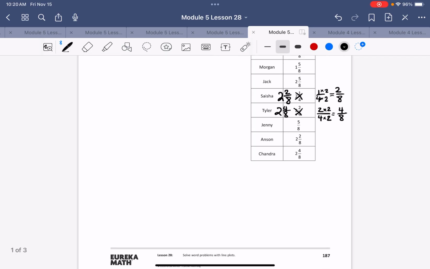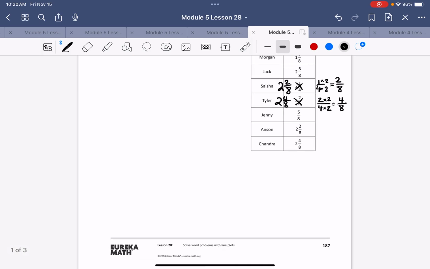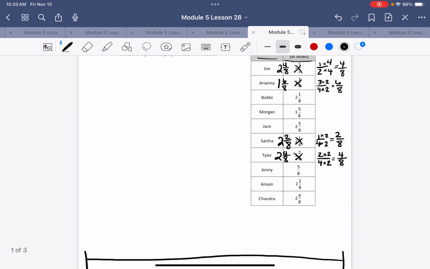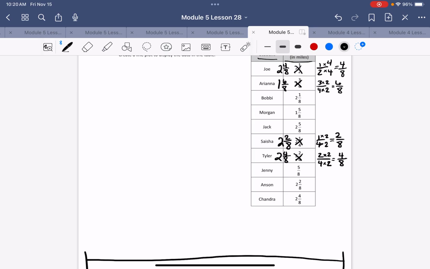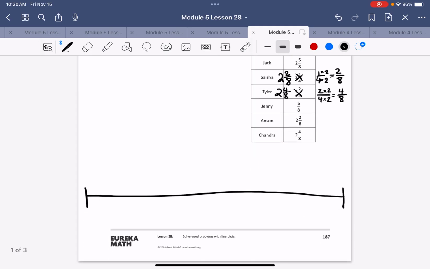To make our line plot, we're going to go down to the bottom to give ourselves some space. We're going to draw a long line at the bottom. We have to figure out what is the least and what is the greatest fraction on our chart. When we look at our whole numbers, we know that 2 wholes cannot be the least. But when we look at our fractions with ones, we have 1 6/8, 1 5/8, and just 5/8. Well, because 5/8 on Jenny does not have a whole number, we know 5/8 is going to be our smallest fraction.